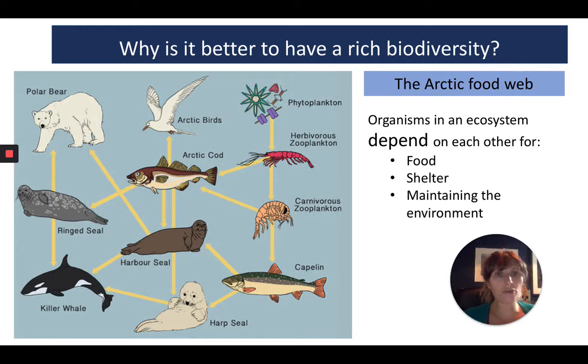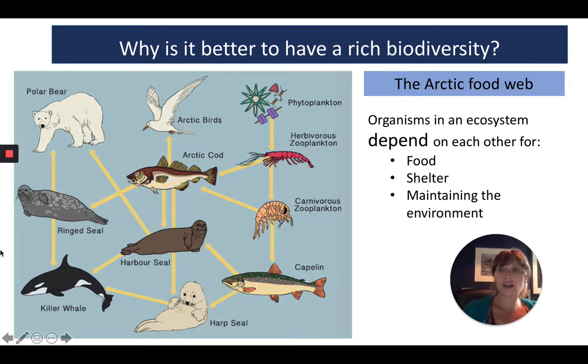Now the thing I want to talk to you first of all about is I've put this here. Organisms in an ecosystem depend on each other for lots of different things. The main three things are food, shelter, and maintaining the environment. By maintaining the environment, I mean things like it's essential to have plants so that they release oxygen, so you've got oxygen in your environment. So that's the sort of thing we're talking about when we talk about that. So let's look at the food web of the Arctic.